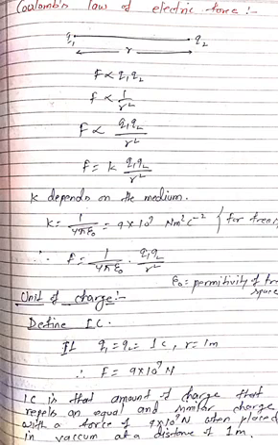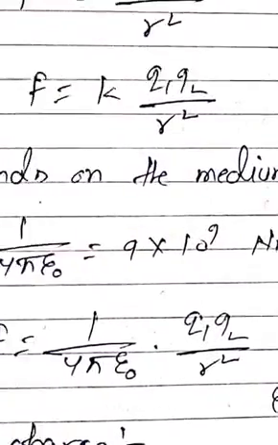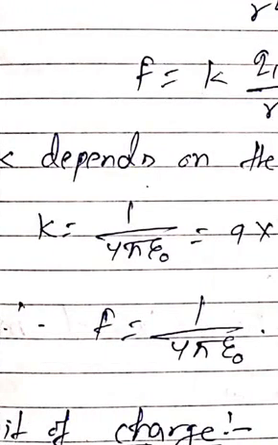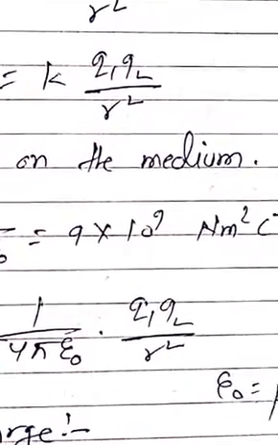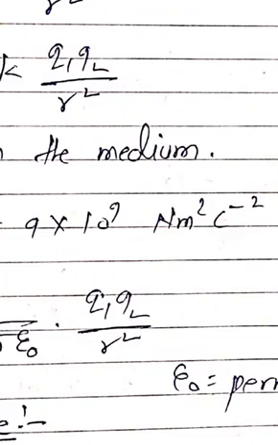Okay, later on k was replaced by 1 by 4 pi epsilon naught. You can see over here, this is 1 by 4 pi epsilon naught. The value of this is how much? 9 into 10 to the power 9 Newton meter square per coulomb square.